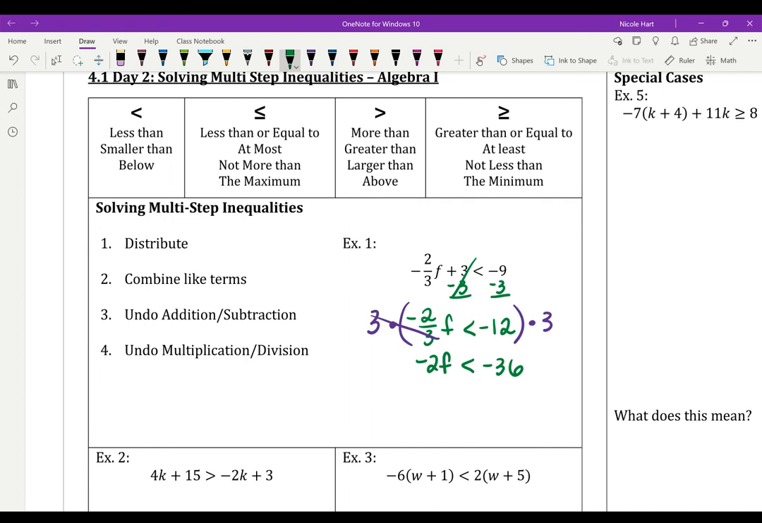Then I'm going to get rid of that 2 by dividing by negative 2 to cancel out the 2 and the negative. And remember, when we multiply or divide with a negative, we flip our sign. Flip your sign. So f is greater than, and negative 36 divided by negative 2 gives us 18.